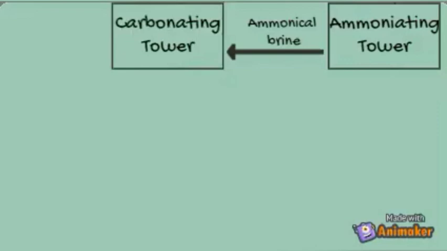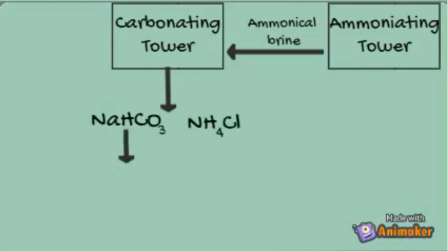Now we shall summarize the whole topic. First chamber we have ammoniating tower. We will provide sodium chloride, water, and ammonia to this chamber. This mixture is called ammoniacal brine. This ammoniacal brine is fed into carbonating tower, in which carbon dioxide is passed, which produces sodium bicarbonate and ammonium chloride. This sodium bicarbonate changes to sodium carbonate. Thus sodium carbonate is our required product.